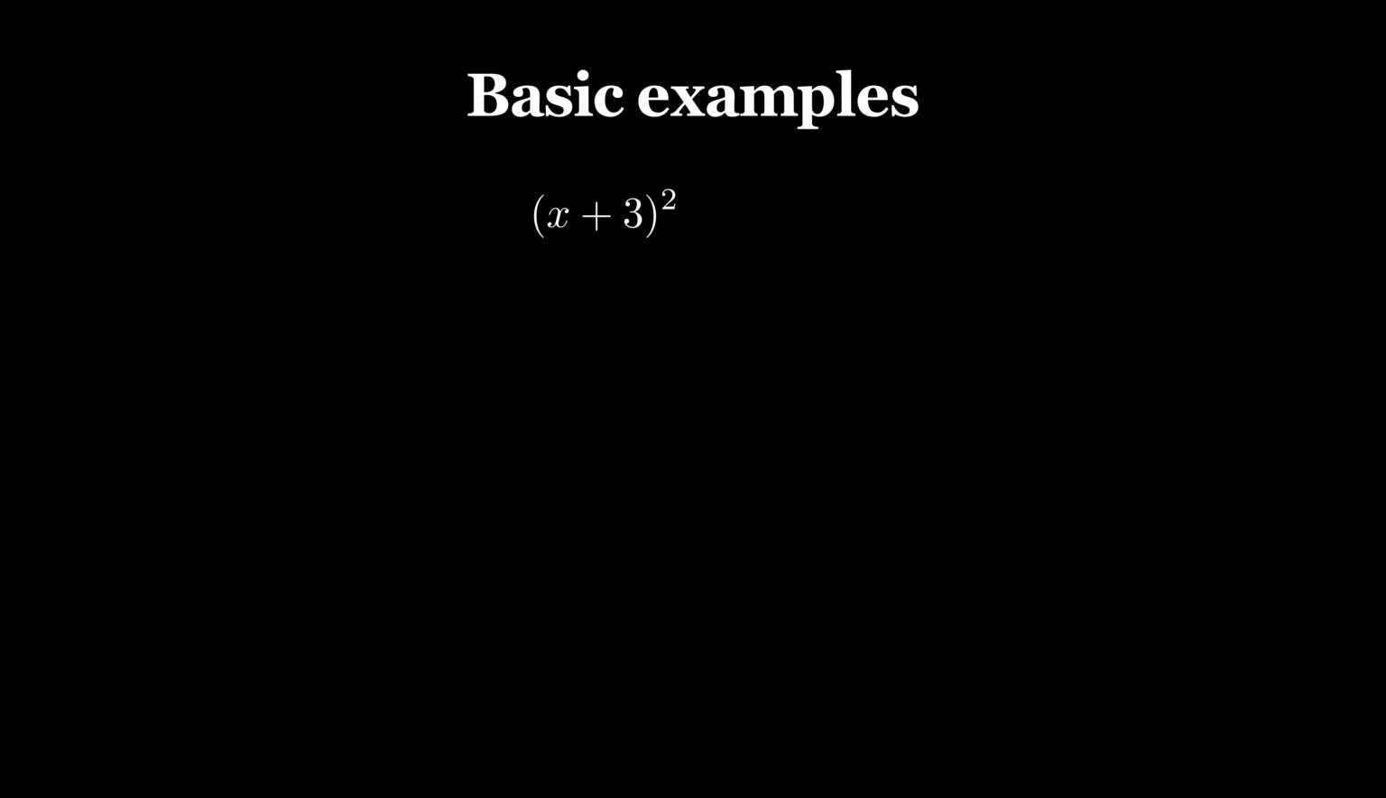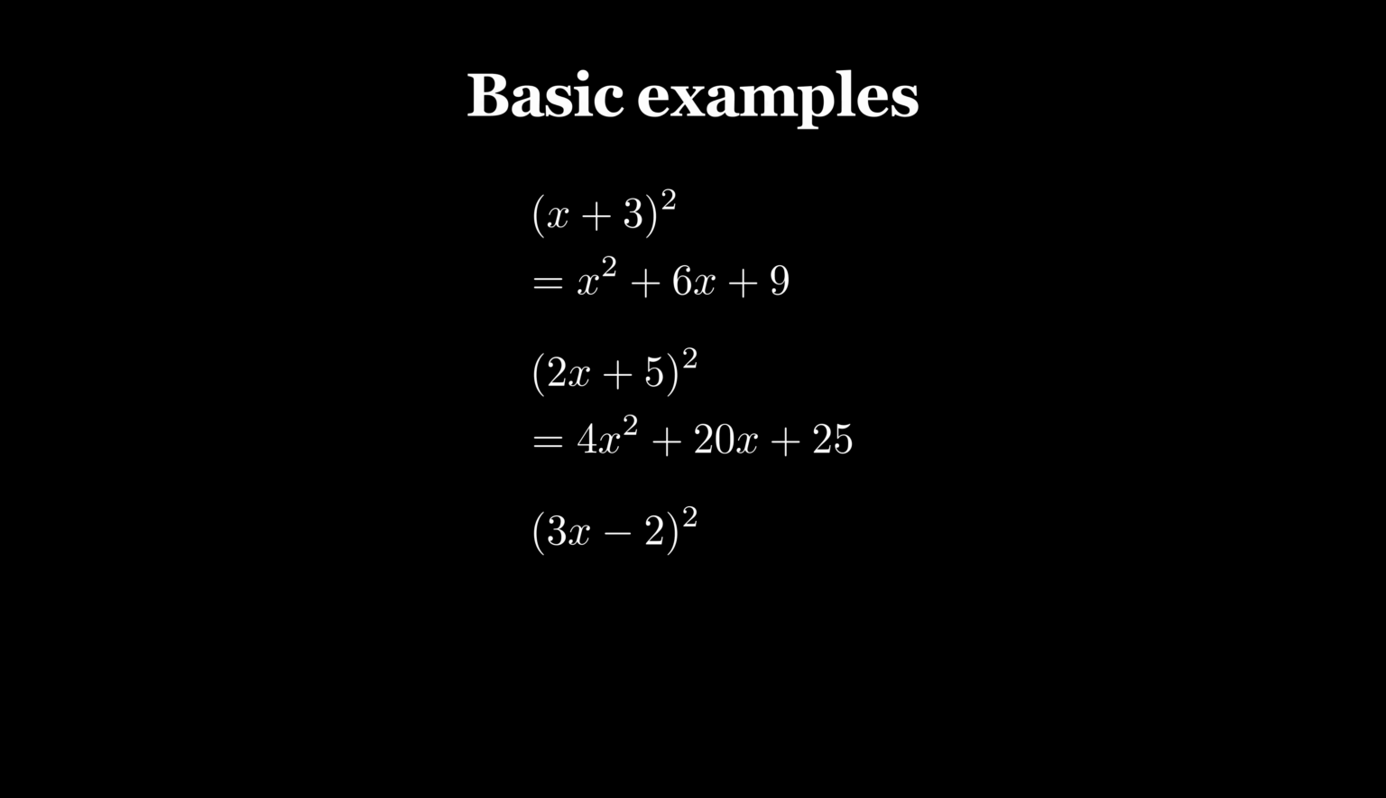Here's a first example. (x + 3)². Using the pattern, this becomes x² + 6x + 9. Second example. (2x + 5)². Here a is 2x and b is 5, so the square becomes 4x² + 20x + 25. Third example. (3x - 2)². This gives 9x² - 12x + 4.